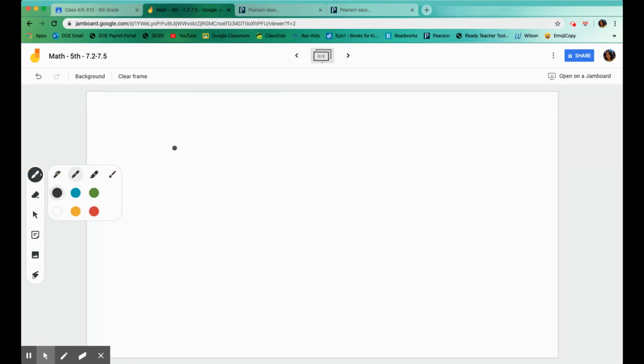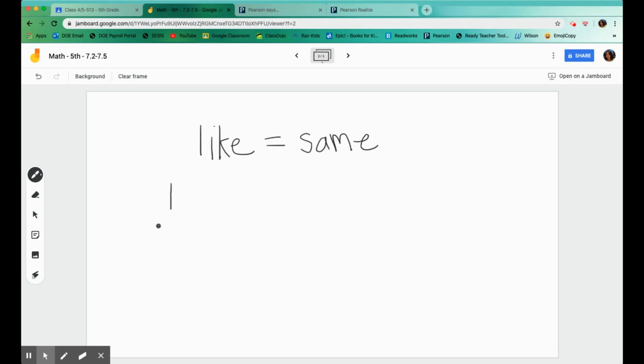Last year when we were in 4th grade, we learned how to add and subtract fractions with like denominators. Like meaning same. So for example, let's say that we're having a pizza party and I eat 1/4 of the pizza. And let's say that Westland, you eat 2/4 of the pizza. How much pizza did we eat in all?